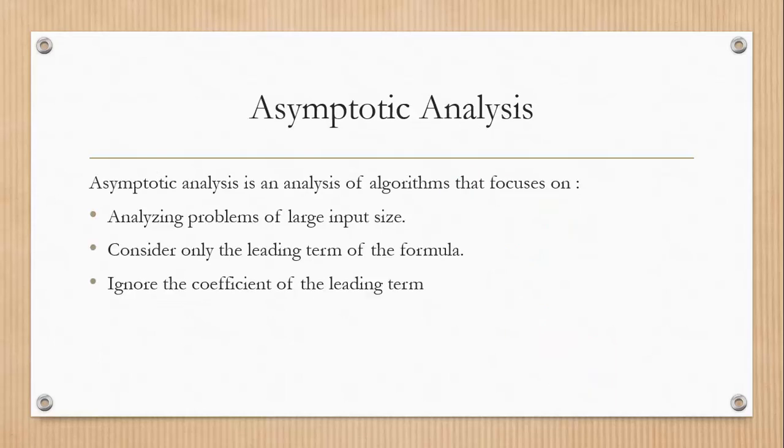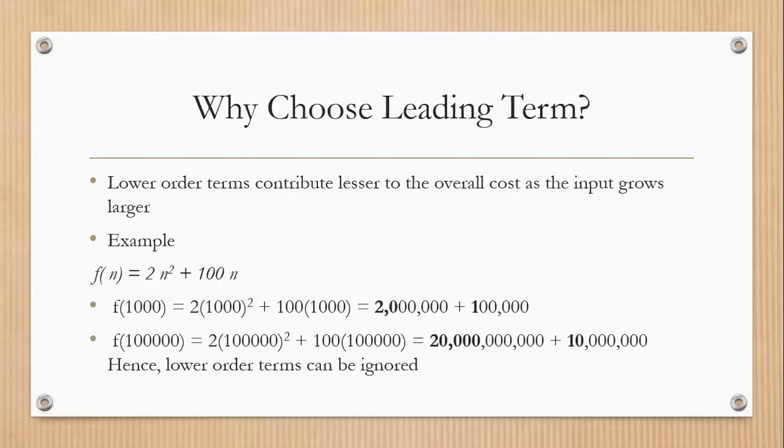We have already discussed asymptotic analysis of algorithms. In asymptotic analysis, the main focus is on analyzing problems of large input size. That is, the input size is very large. We assume a large value of n, where n is the input size. We consider only the leading term of the formula and ignore the coefficient of the leading term. For example, here we have a function 2n square plus 100n. So the leading term is 2n square, and we can easily ignore the lower order term, which is 100n, in this algorithm.